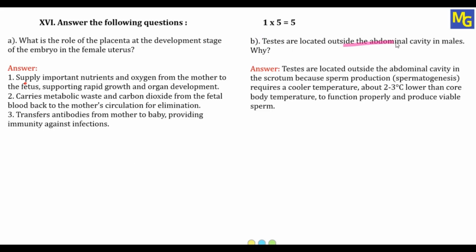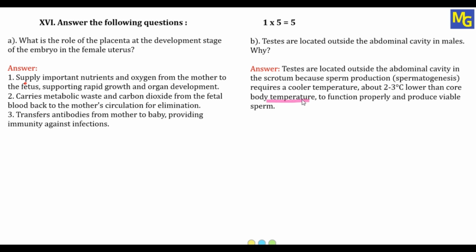Testes are located outside the abdominal cavity in males. Why? Again, an important question. So testes are the male reproductive organs which are located outside the abdominal cavity, in the scrotum, because the testes produce sperms, and the process is called spermatogenesis. Production of sperm is called spermatogenesis, and this process requires a cooler temperature, about 2 to 3 degrees Celsius lower than the core body temperature.